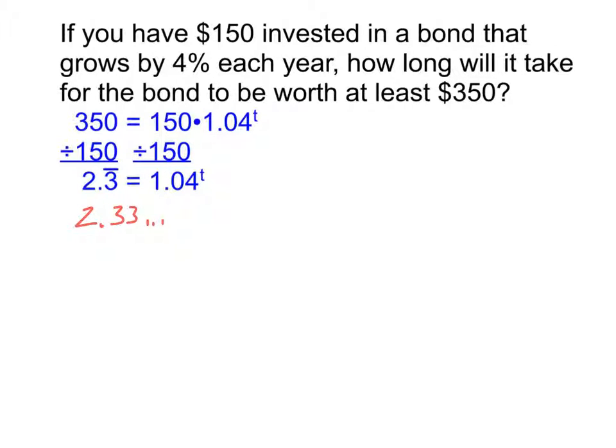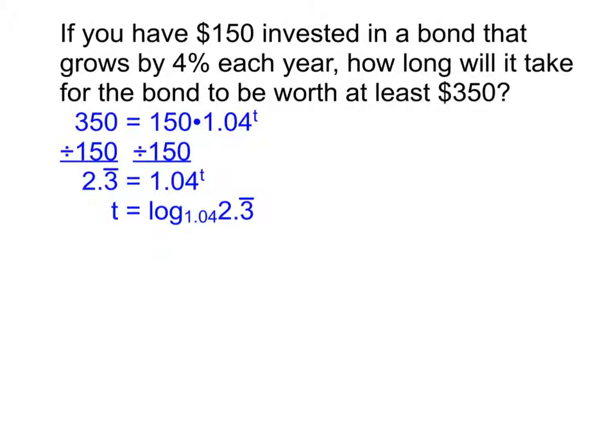Why didn't I do it this time? Because that was more writing, and mathematicians are lazy. If we can find a way to cut a corner, we do. So it was easier to write a little line over the 3. Plus, it has the advantage of actually being the exact number, which is always a perk. So I got 2.3 repeating equals 1.04 to the t.